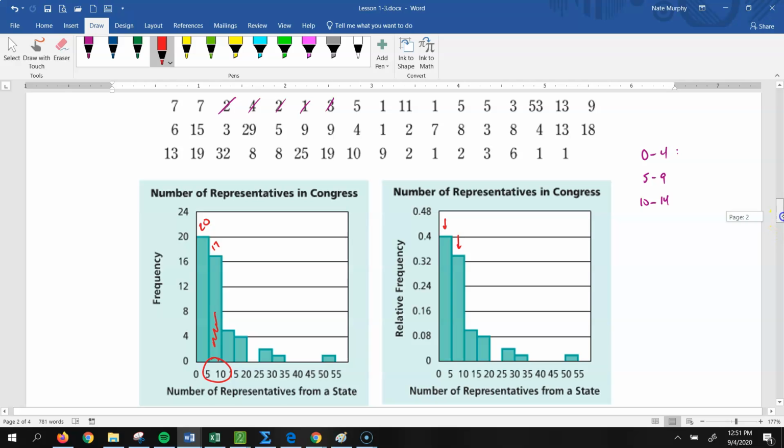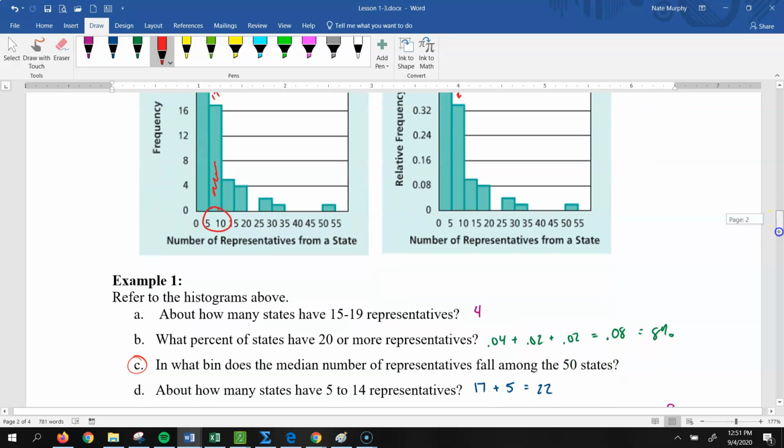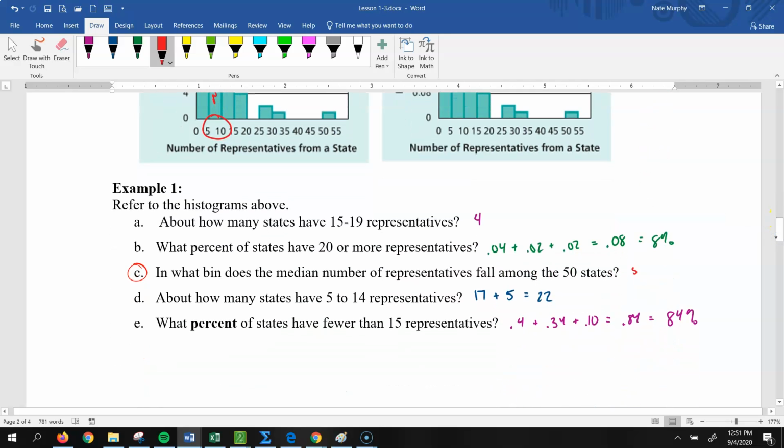Now the way we would describe this bin is we would say it's in the bin from 5 to 9 states. Now there's a bunch of different ways that we could write this. We could write this in words saying 5 to 9. Now the way that you could write this using an inequality, there's a couple ways. We could say 5 is less than or equal to the number of representatives. So we could use R for that.